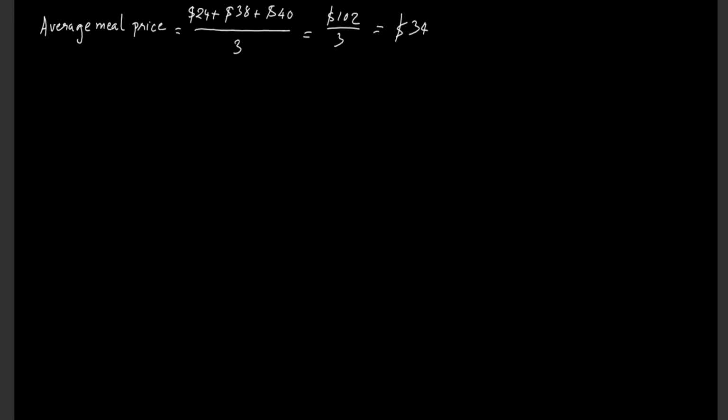So what does it mean? It means that on average he spent $34 dining at the restaurant. $34 a month in dining at the restaurant. That's what average means. It means that you take all the values and you divide. So I can give you the general formula.